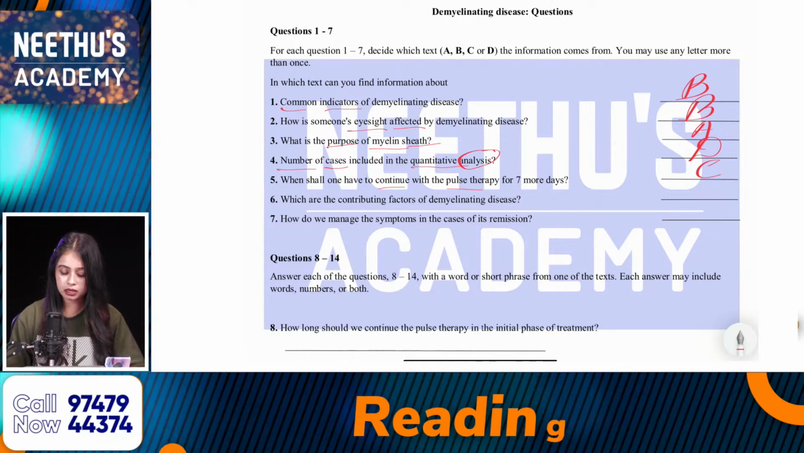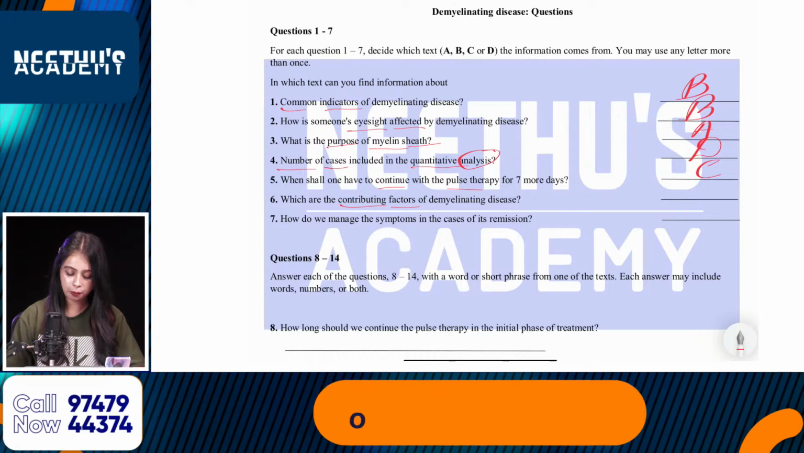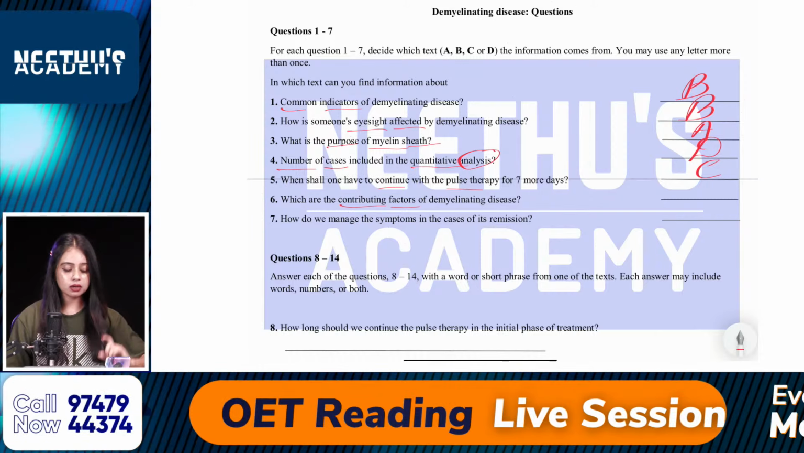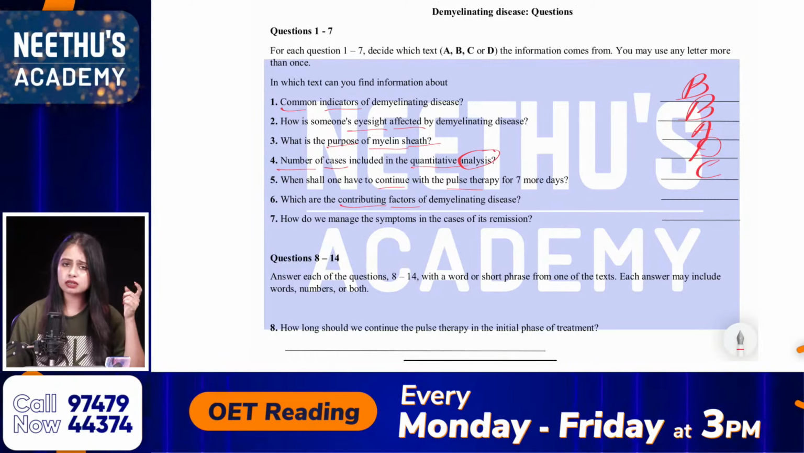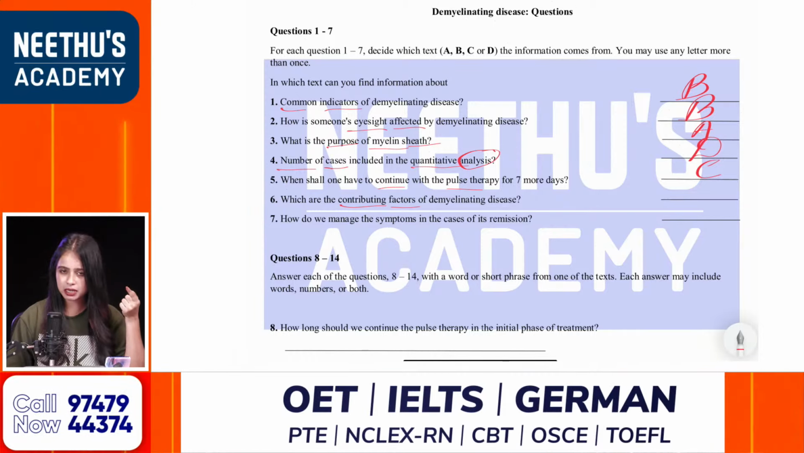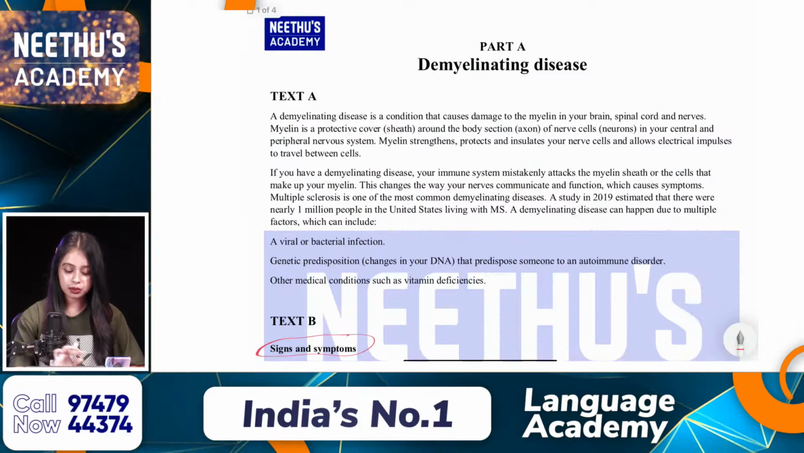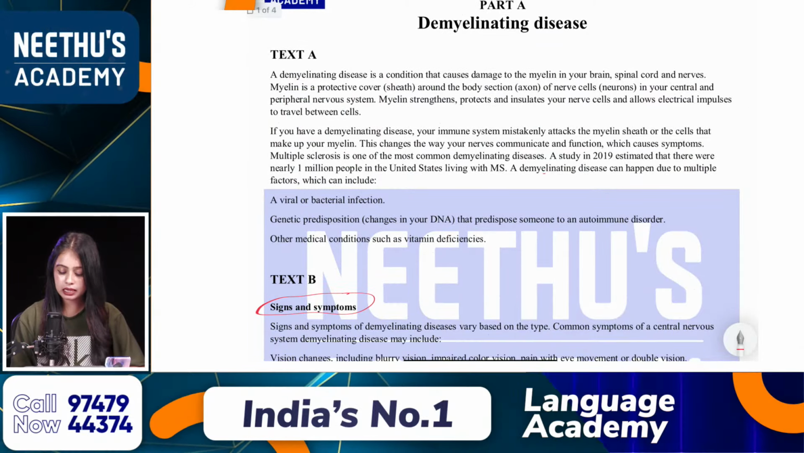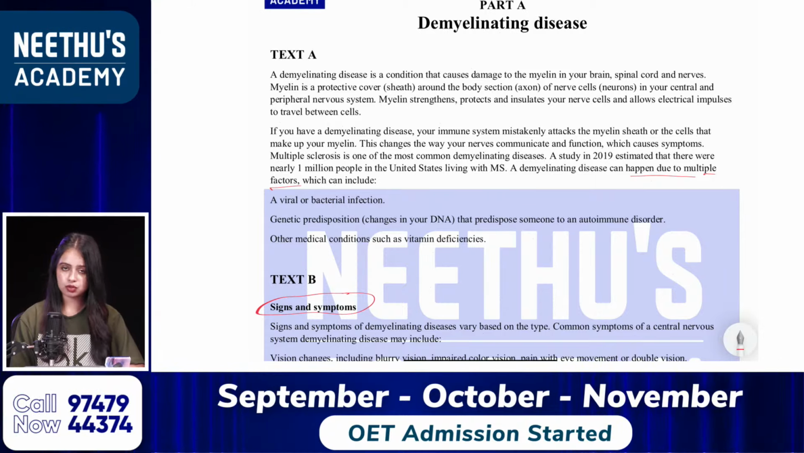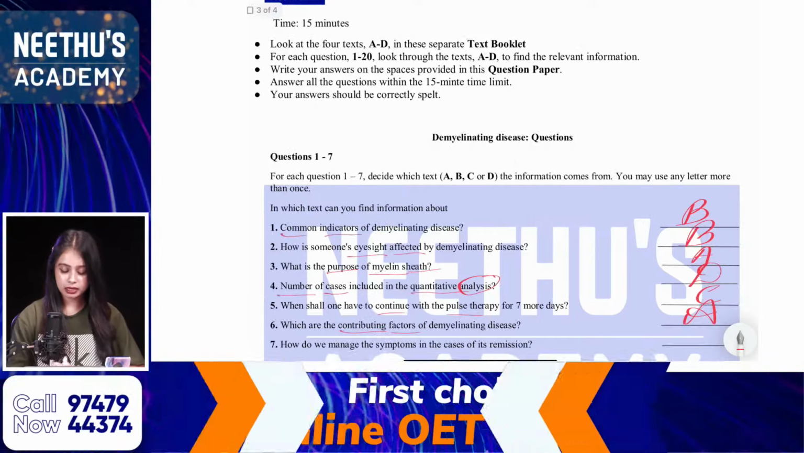Sixth one. Which are the contributing factors of demyelinating disease? So my keywords: contributing factors. Yes. Sixth one, okay, text A. Any other answers, anyone? Is it text A? Is it text B? Okay, it is text A. Very good. So the answer is A. And contributing factors: a demyelinating disease can happen due to multiple factors which can include. So the multiple factors are mentioned in A.